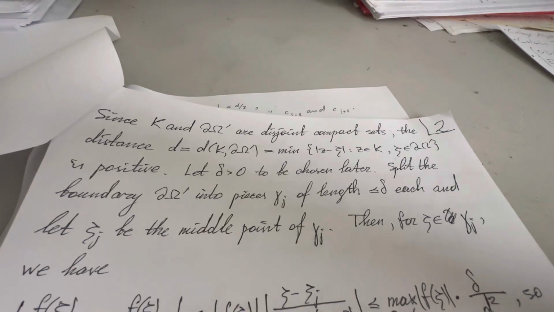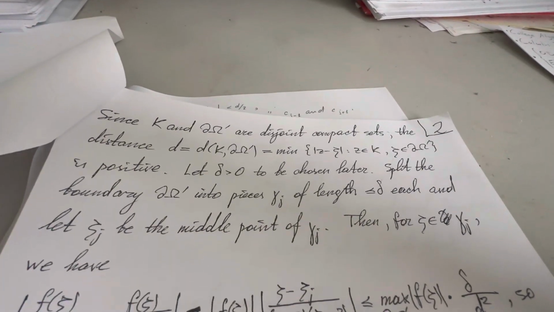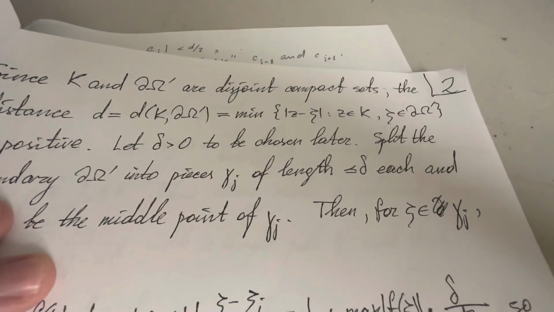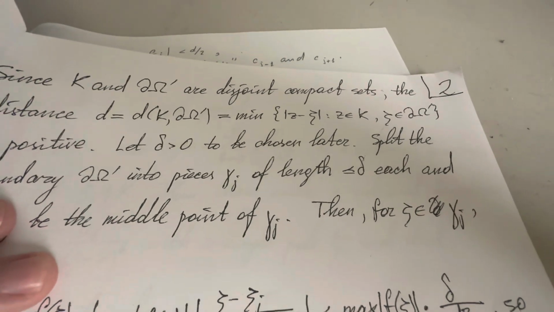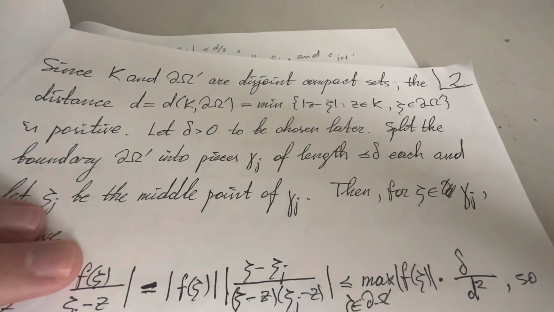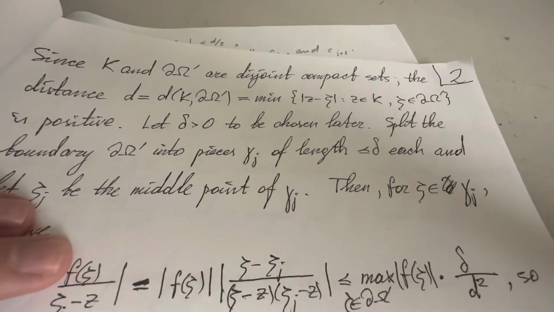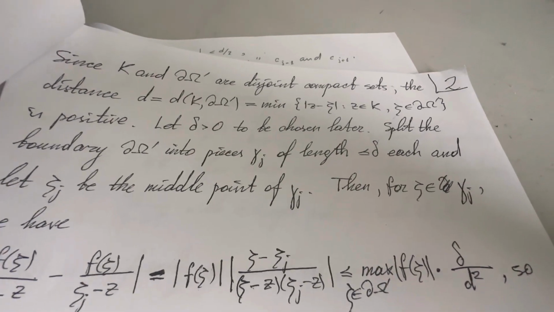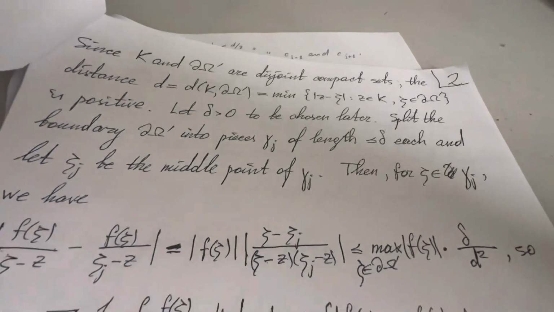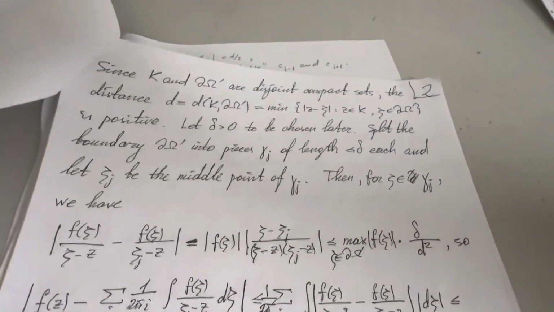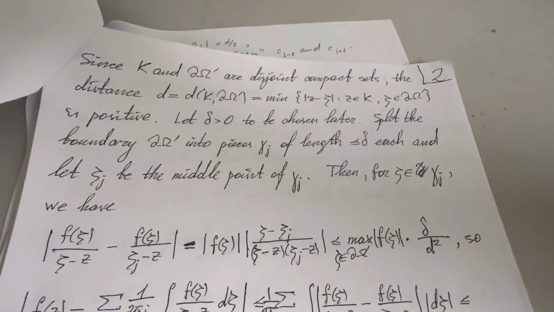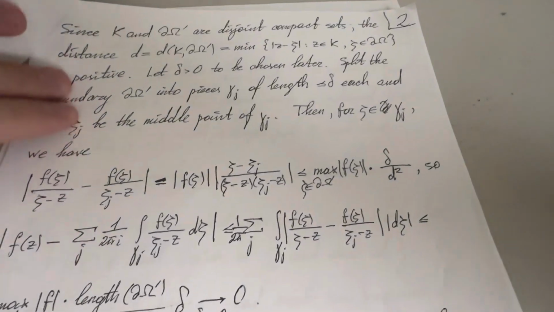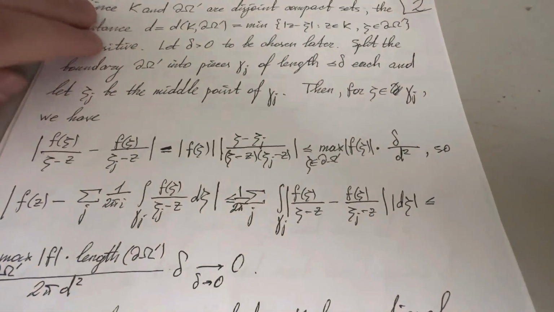Since K and the boundary of omega prime are disjoint compact sets, the distance between the two can be represented as the minimum of the absolute value of z minus zeta, where z is in K and zeta is on the boundary of omega. This distance is positive. Okay, big deal. Let delta be positive and be chosen later. Split the boundary of omega prime into pieces gamma j. Okay, we all saw this from the picture. And let zeta j be the middle point of each gamma j. Then for zeta on gamma j, we have the following. Okay, so that's what he's chosen zeta j's to be.